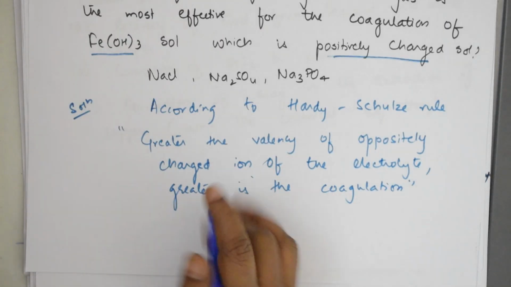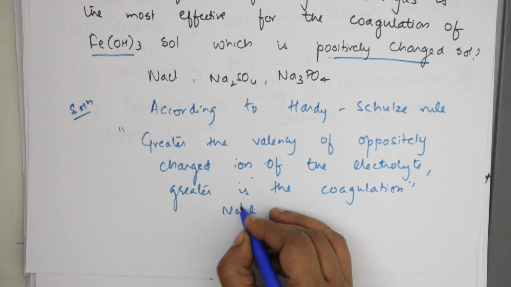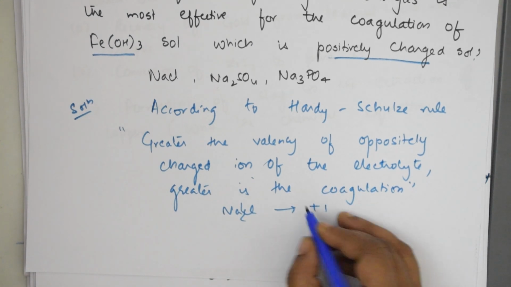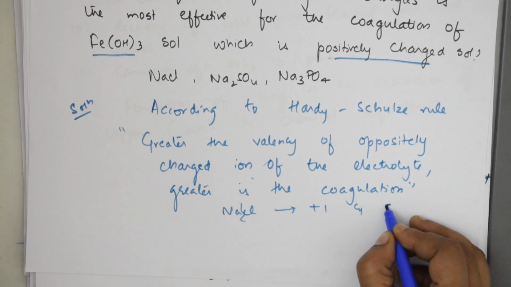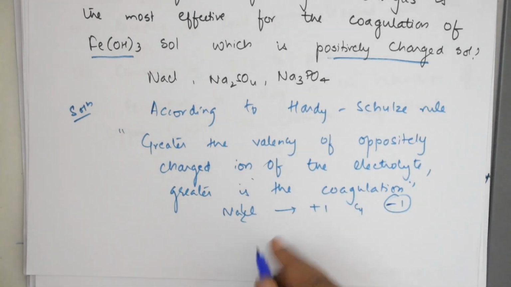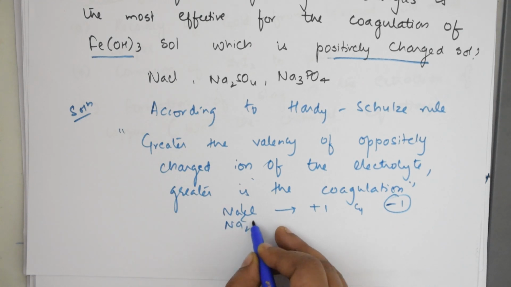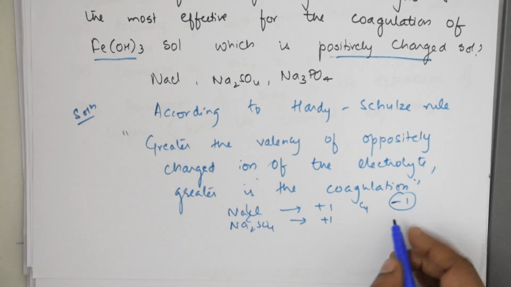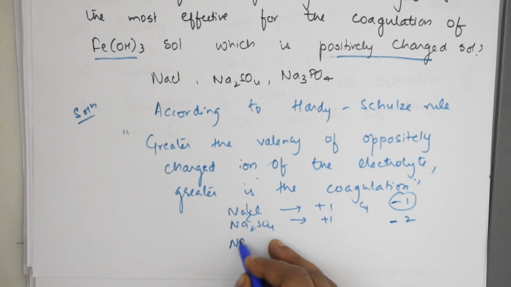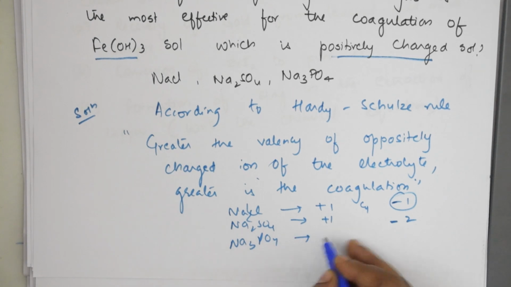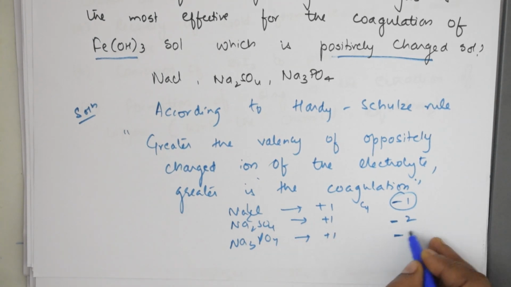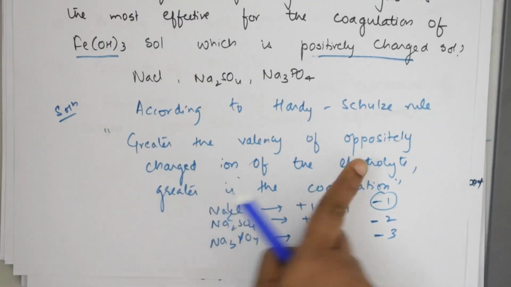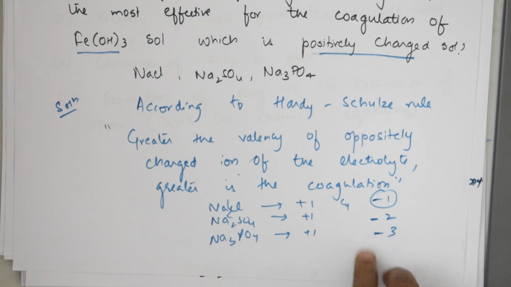Now here NaCl. What is the charge when I break it up? This is +1 sodium and Cl is -1. You have to think about this only because this is positively charged. When I take Na2SO4, what is the sulfate valency? Sodium is +1, and for 2 sodium it's 2, and this is minus 2. When I take Na3PO4, what is the valency? This is plus 1, again this is minus 3, isn't it? Right. So what did I say? Greater the valency of the oppositely charged ion, more is the coagulation.